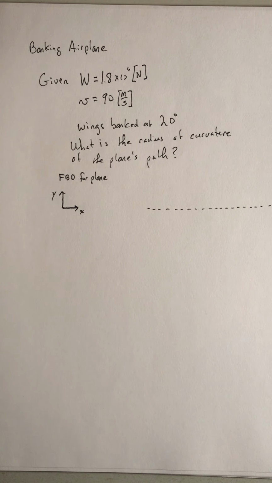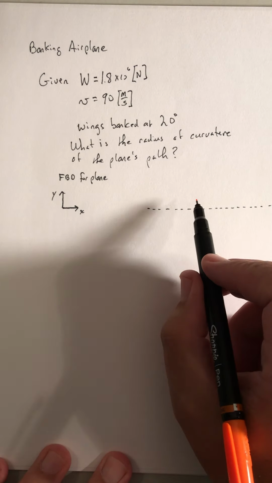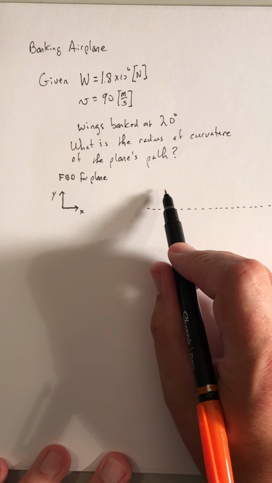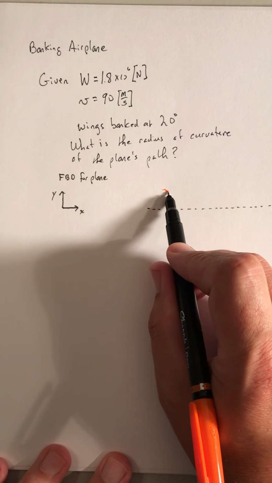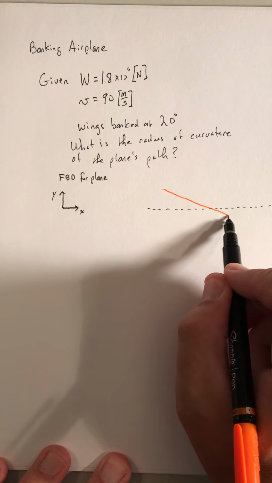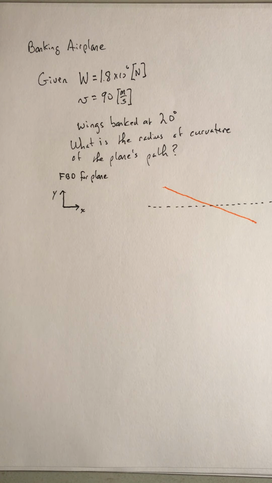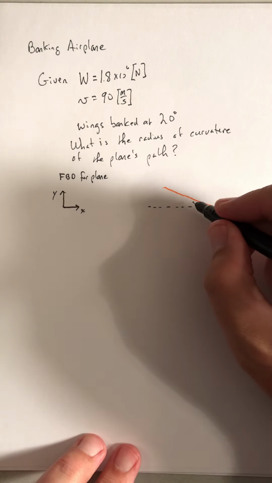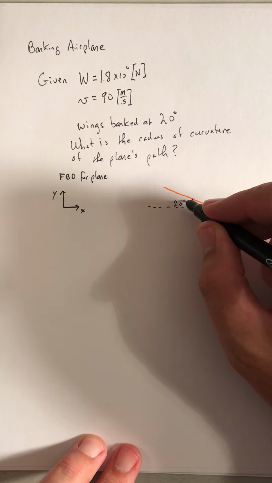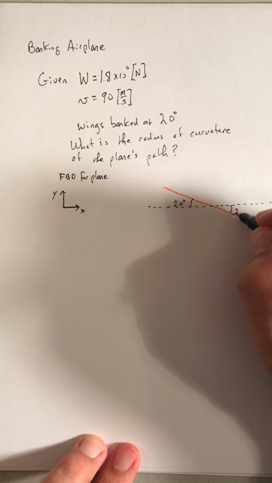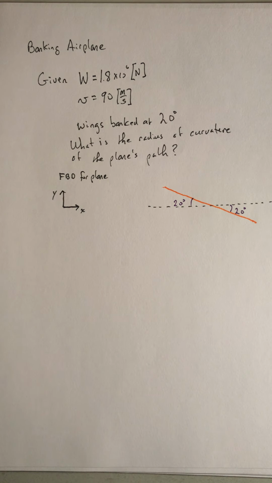So the velocity vector changes its direction, and the acceleration vector changes its direction. But for uniform circular motion, those are both constant in magnitude. So draw in the wings of the airplane. Those are tilted at 20 degrees. So that's 20 degrees, and that's 20 degrees.